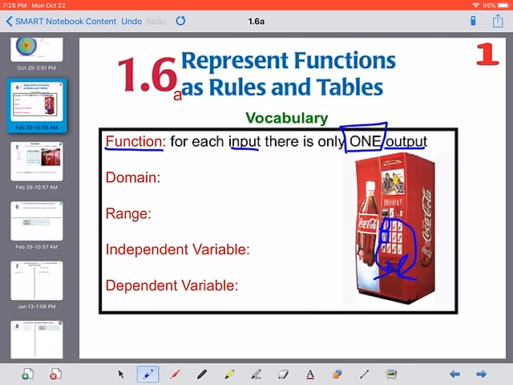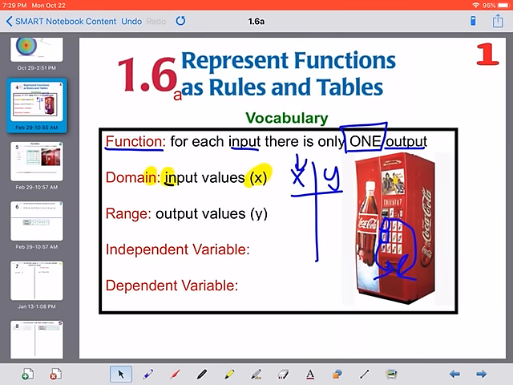So a couple other vocab words. Another word for an input is our domain. Domain is what we put into our table or our function. A lot of the times we have an XY table. We put numbers into an equation or into a function for X, and we get out Y. So these two both have the word "in" because they are what we put in to our equation, the X values. Then whatever we get out is our Y values.